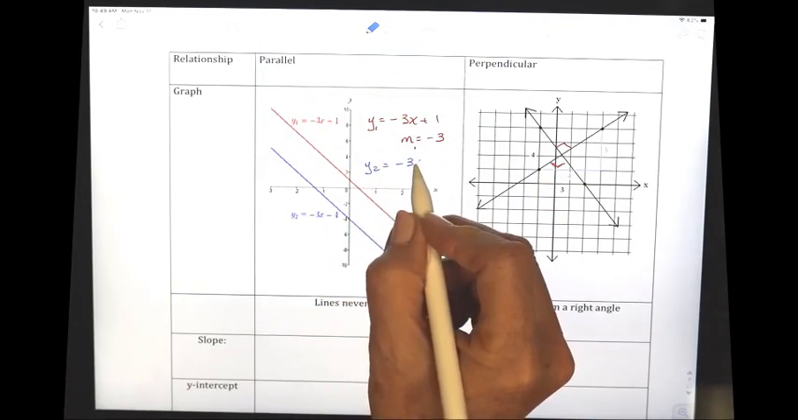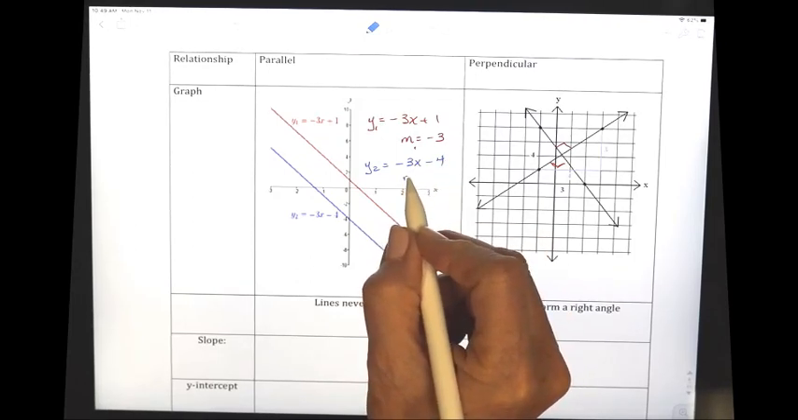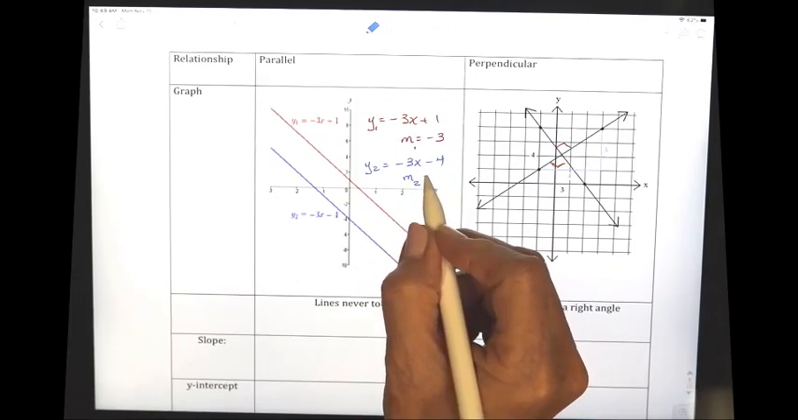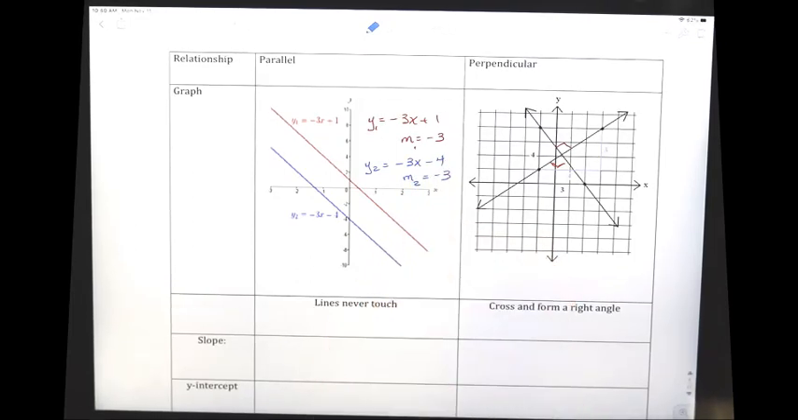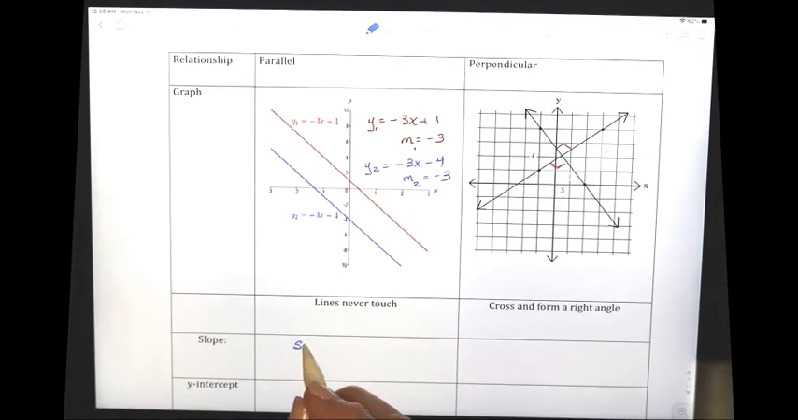also has a slope, and I'll label that m sub 2, of -3. So that's one of the characteristics of parallel lines. They never touch, and their slopes are equal or the same.